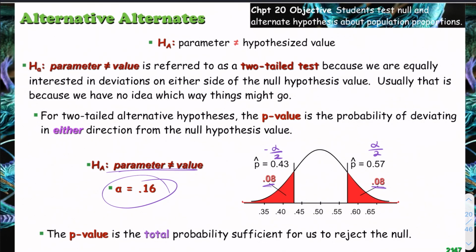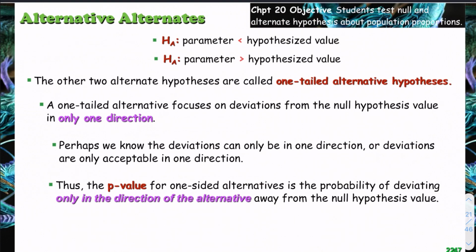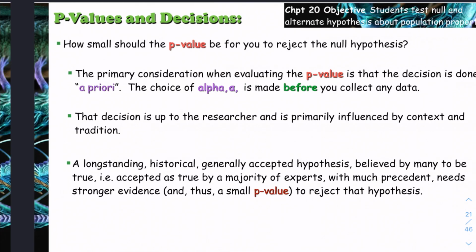So the p-value is the total probability sufficient for us to reject the null. And if I don't know which direction I'm going, I have to half it on either side because it could be equally as likely. Now, for less than or greater than, the two alternate hypotheses are called one-tailed alternate hypothesis tests. A one-tailed alternate focuses on deviations from the null hypothesis in only one direction. Perhaps we know the deviations can only be in one direction, or the deviations are only acceptable in one direction. Thus, the p-value for one-sided alternatives is the probability of deviating only in that direction away from the null.